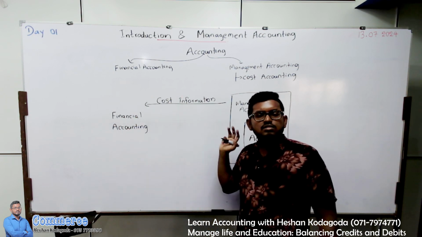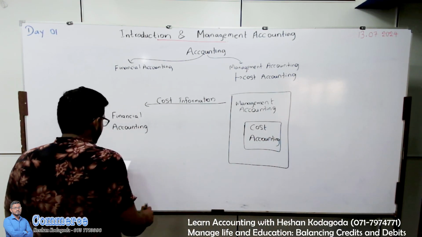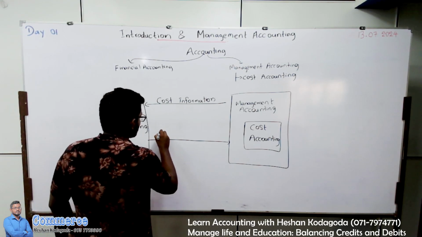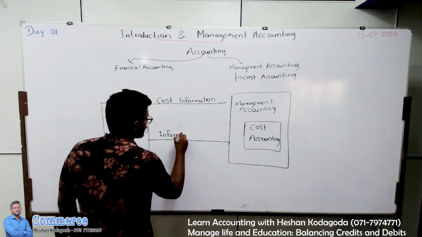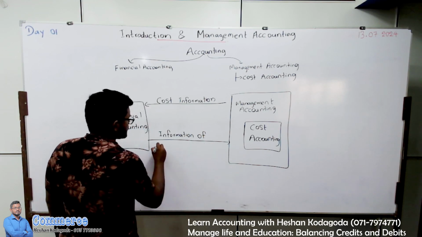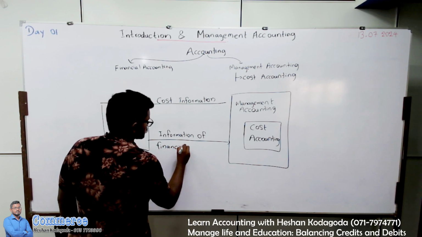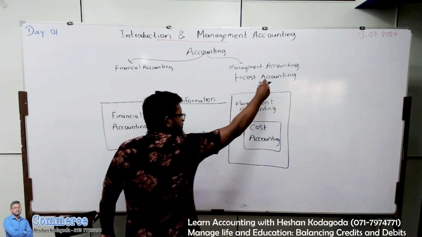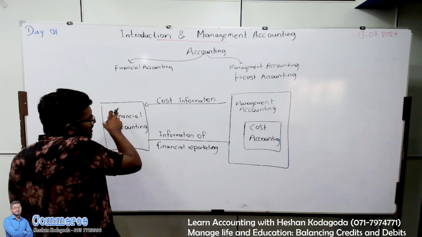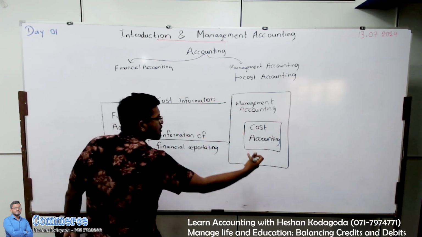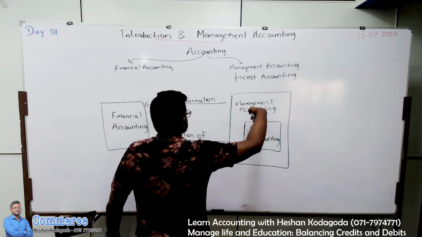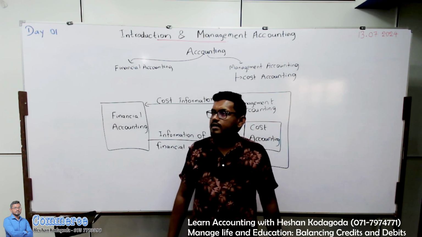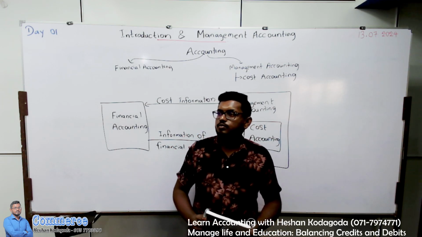So financial accounting needs the cost information as well. And also, financial accounting provides information of financial reporting for the management account. Because what is management accounting? Management accounting is a separate set where separate reports are prepared. To prepare those reports we need information from financial accounting, and we also take what comes from cost accounting. Cost accounting also provides information to financial accounting. Understand? Are you okay with this, guys? Is it clear to you? Send me a thumbs up if you're okay with this. Hope you understood everything properly, right?